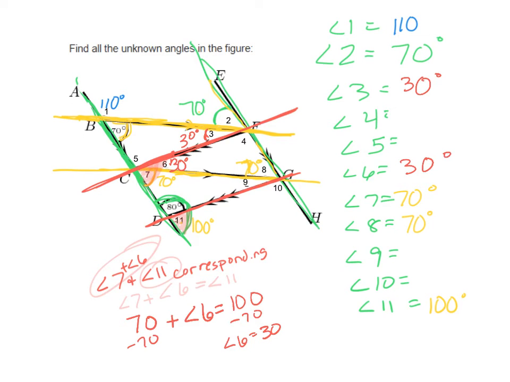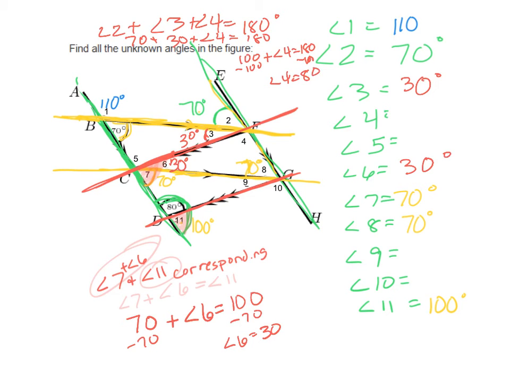I know angle 4 now, because angle 2 plus angle 3 plus angle 4 make up a straight line. They make up the green line. So they have to equal 180 degrees. Angle 2 is 70. Angle 3 is 30. We don't know angle 4. So that's 100 plus angle 4 equals 180. Subtract 100. Angle 4 equals 80.